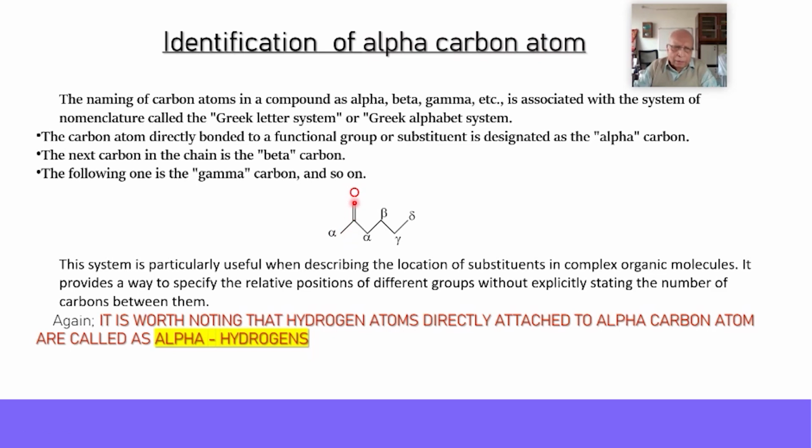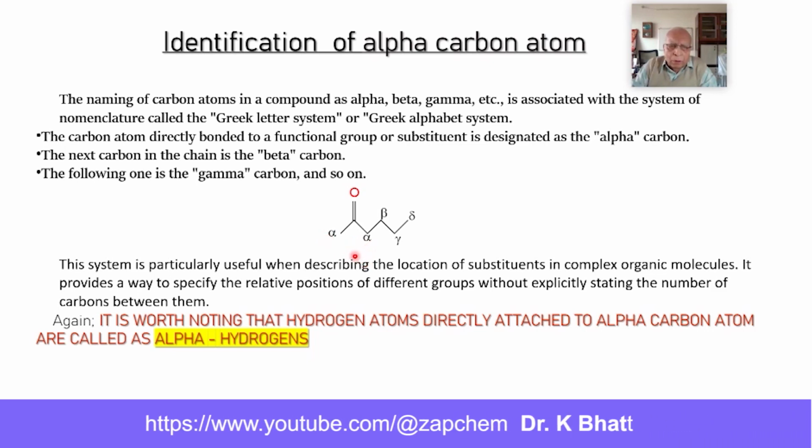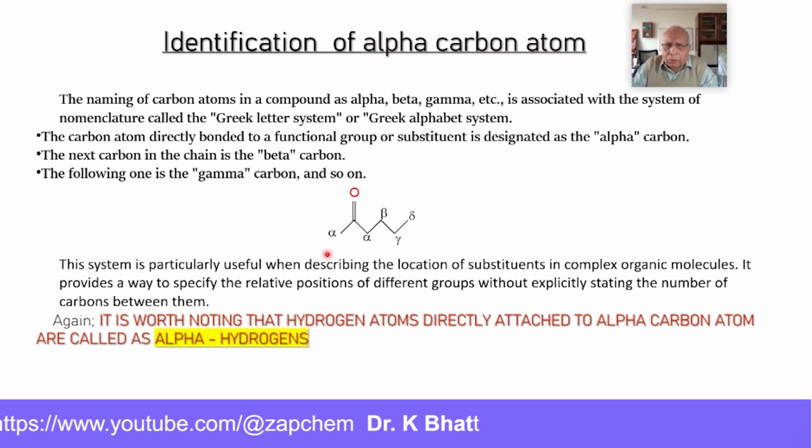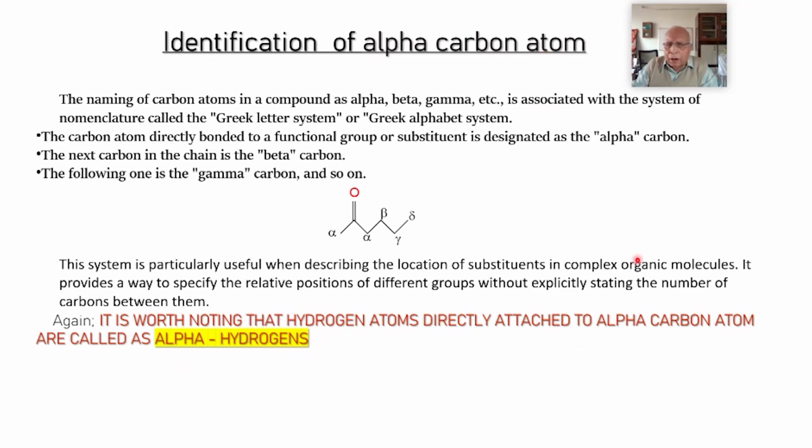Here you find there is a carbonyl group and two alpha carbon atoms. We can mark them alpha and alpha dash. Now, if the alpha carbon has hydrogen attached to it, that is known as alpha hydrogen also. So, no problem to identify the alpha carbon atom.